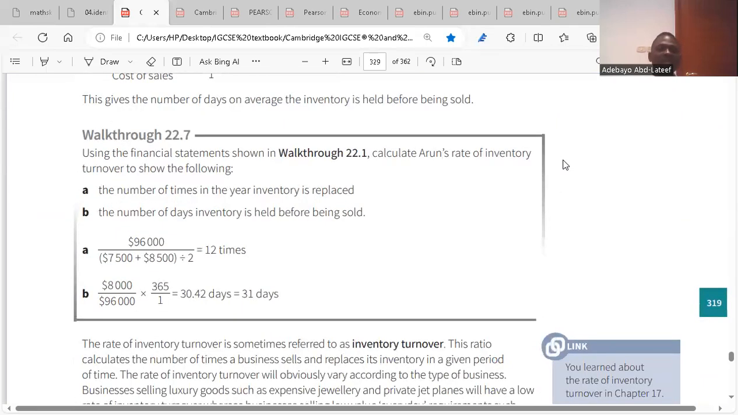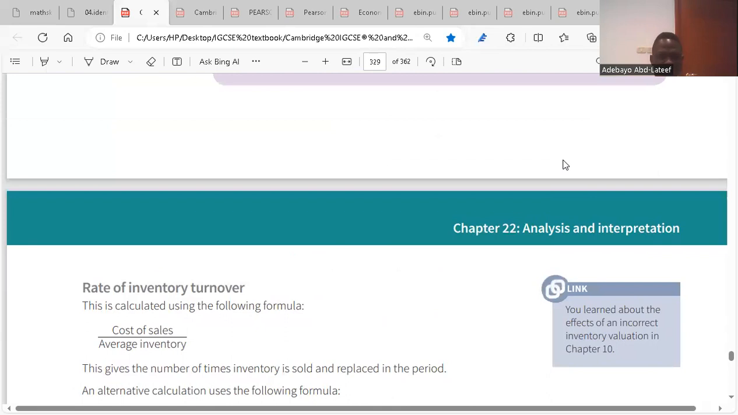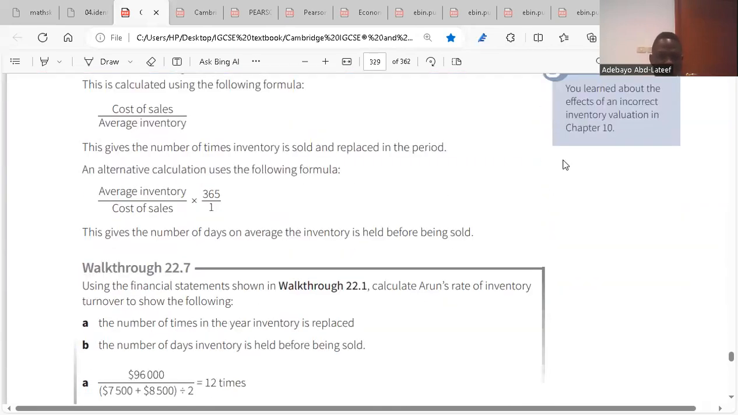So here, using the financial statement shown, calculate Arun's rate of inventory turnover, the number of times in the year inventory is replaced, and the number of days inventory is held before being sold. So we have these figures. Where do they get these figures from? The first formula is about times. The second formula is about days. The only thing is it's not percentage. It's all about times and days.